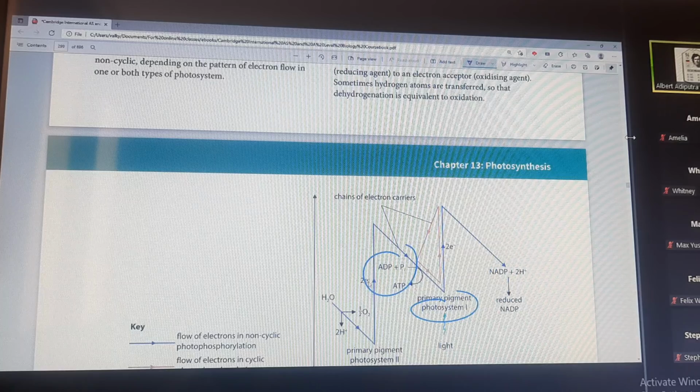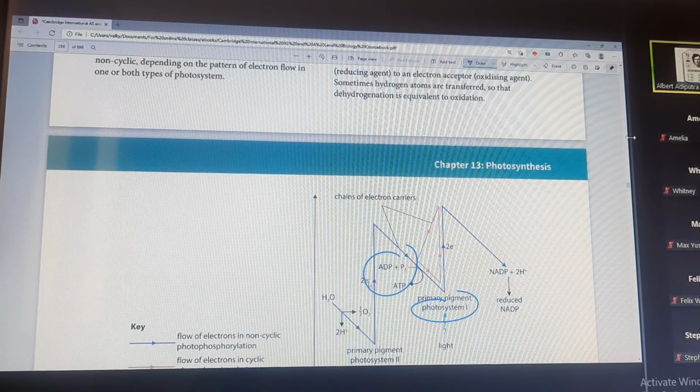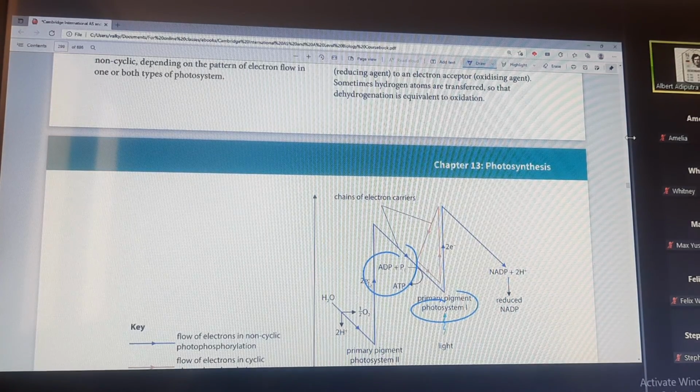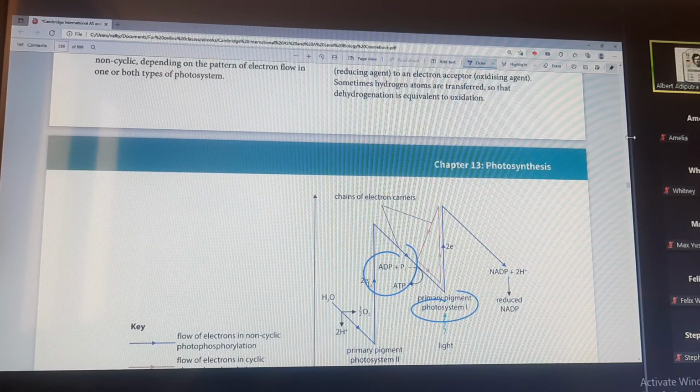And therefore, photosystem 2 has to constantly replace the lost electrons by breaking down water. In the cyclic photophosphorylation, it doesn't happen because the electron eventually returns to the photosystem. Again, we only involve photosystem 1. And there is no capture of electron by the NADP here.